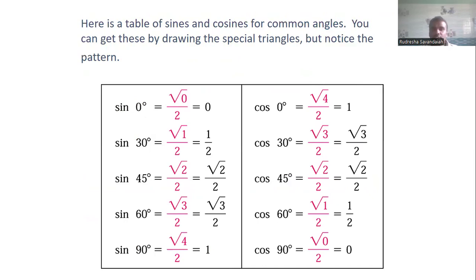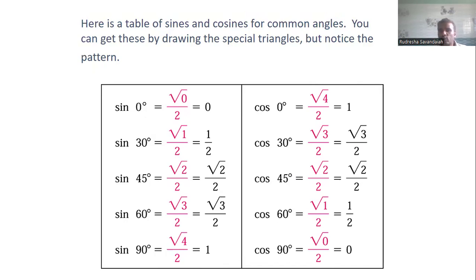Sine 0 degrees is root 0 by 2 equals 0, sin 30 is root 1 by 2, 1 by 2, sin 45 is root 2 by 2, sin 60 is root 3 by 2, sin 90 is root 4 by 2 equals 1. The same pattern applies for sin and cos, in opposite order.